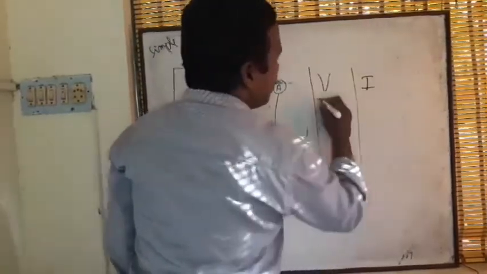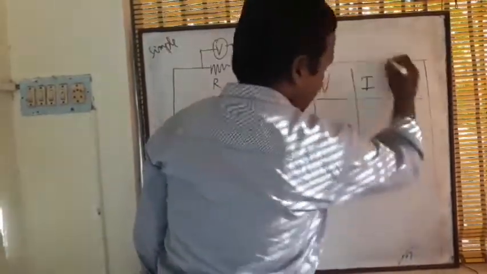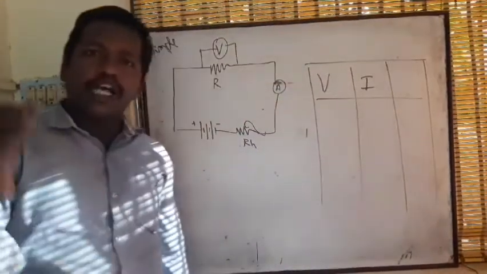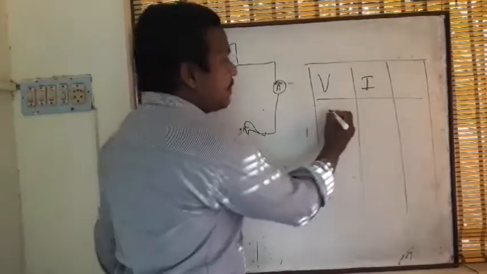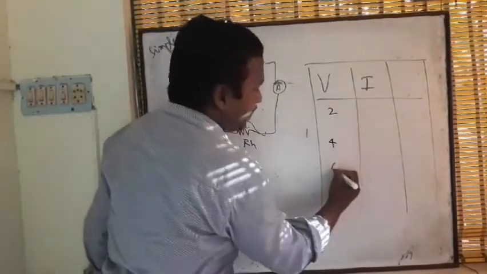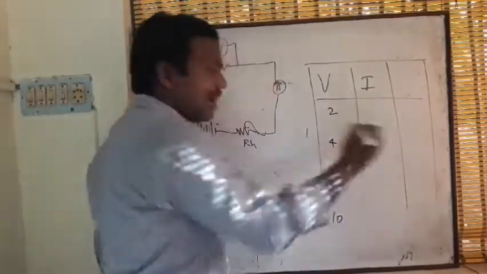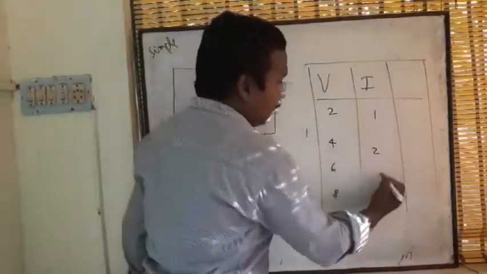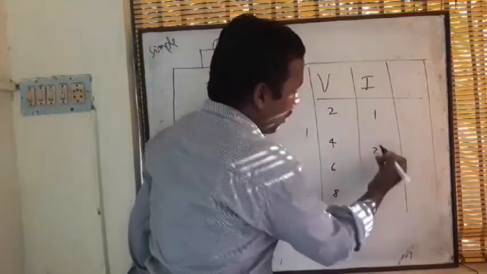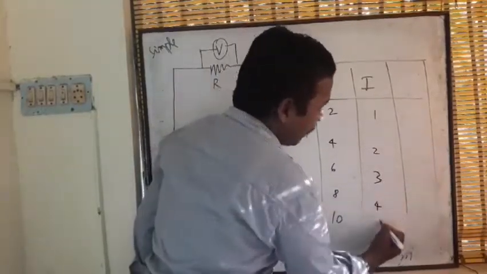Okay, these two graphs show us a linear graph, which obeys Ohm's law. For example, the voltage data is 2, 4, 6, 8, 10, and we get the corresponding current values: 1, 2, 3, 4, 5.